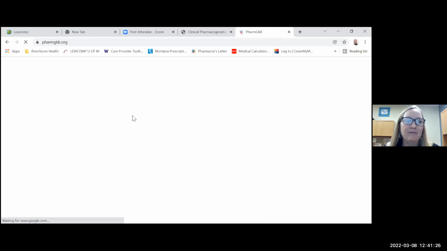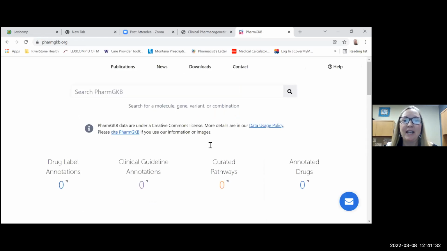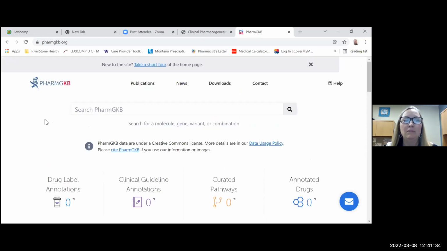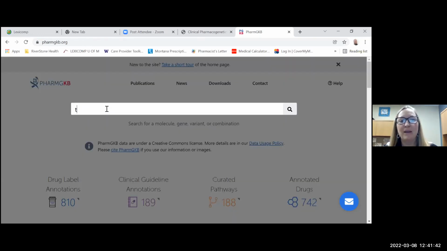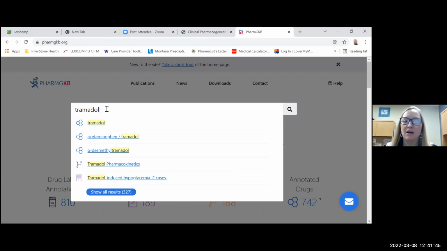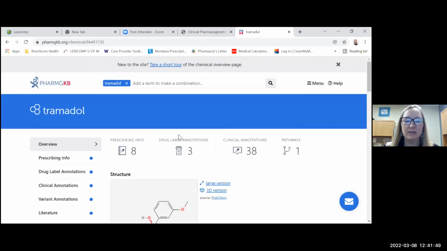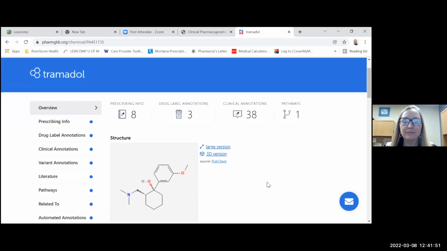This is an even bigger database. It gives you curated pathways. It houses any FDA labeling for annotations for medications. It includes the Dutch working group. So it's probably, CPIC guidelines are put into PharmGKB. So if you're ever wondering where to start, you could start here.